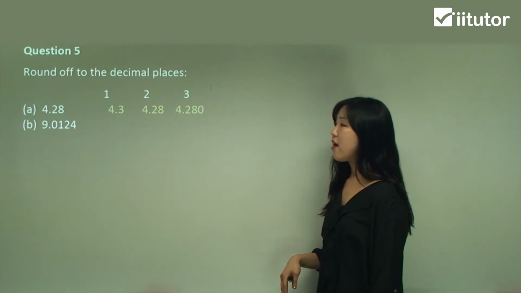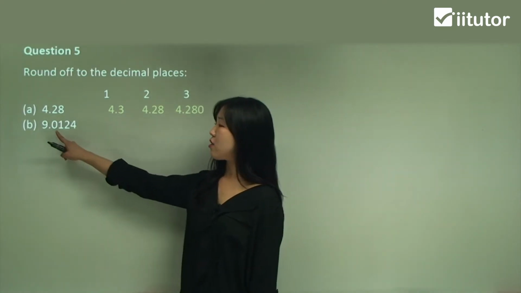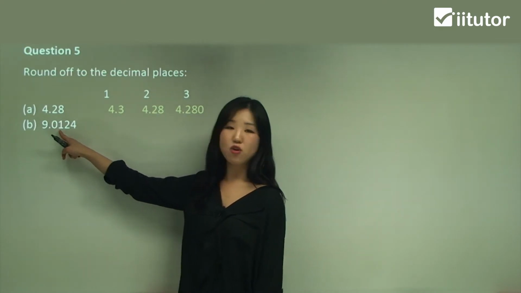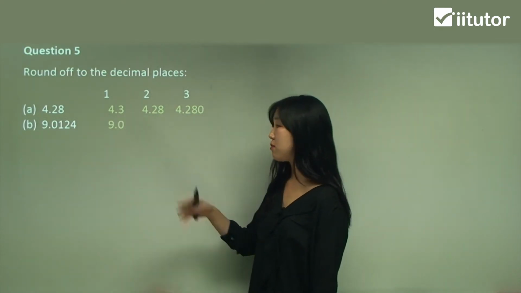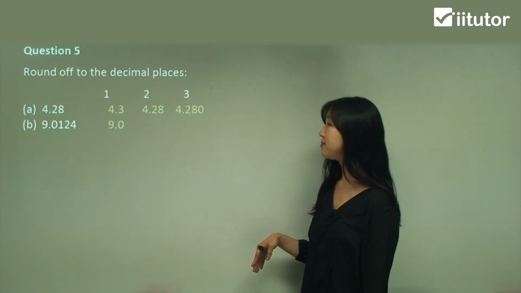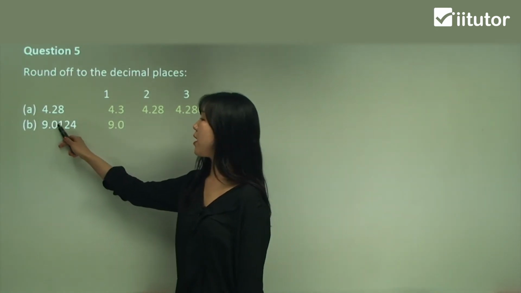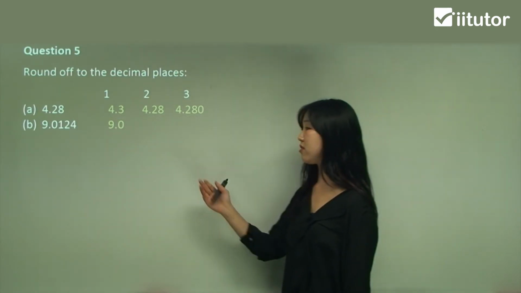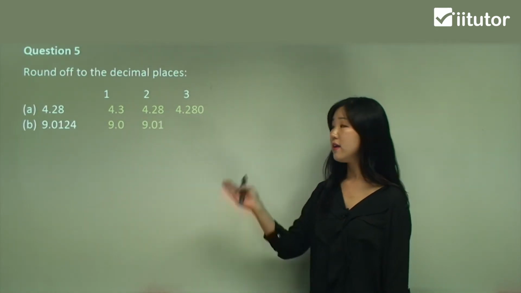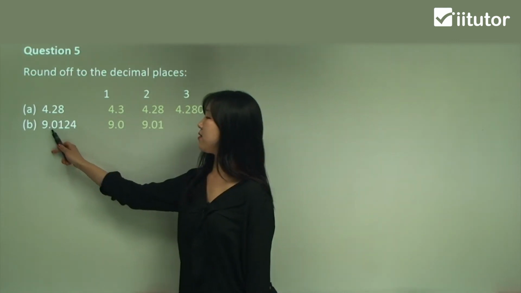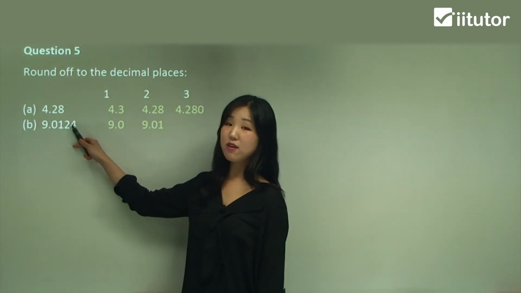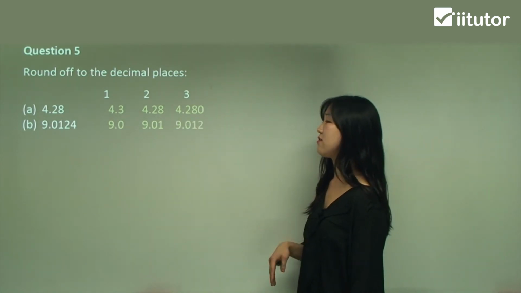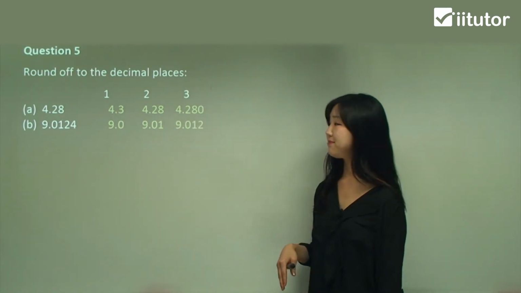Now B. Okay, to one decimal place. Now look, the one decimal place is going to be 0, but the next number is less than 5, so you don't have to worry about rounding up. So it's simply going to be just 9.0. Two decimal places, it's 1, 2, and the next number is not greater or equal to 5, so you can just leave it as 9.01. Now three decimal places is 0, 1, and 2, and again, the next number 4 is not greater or equal to 5, so you just leave it as 9.012.